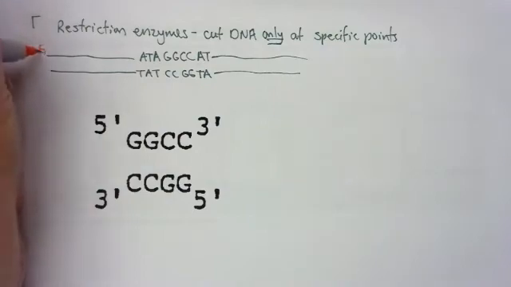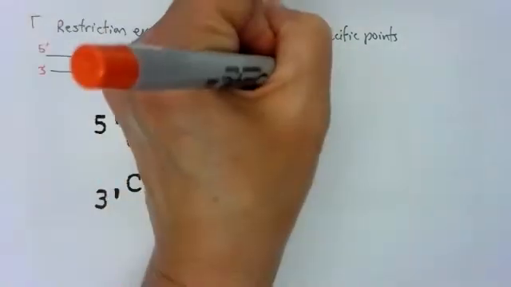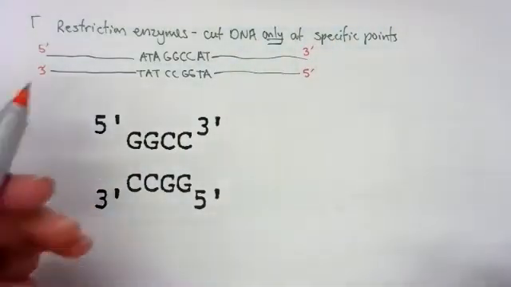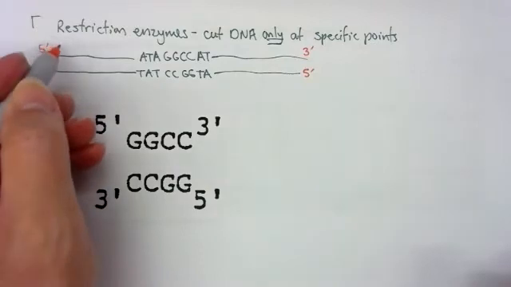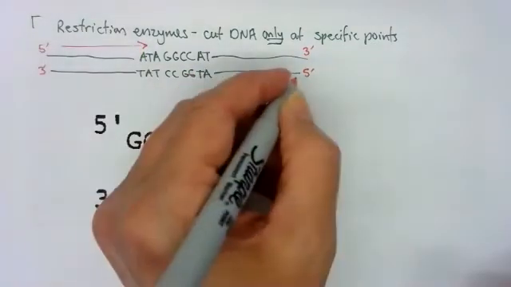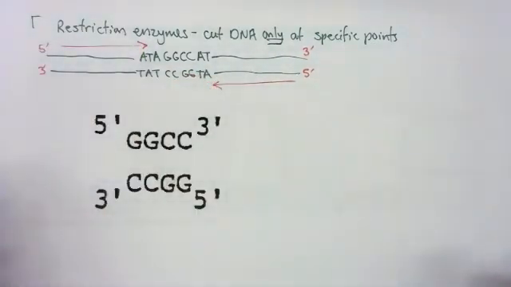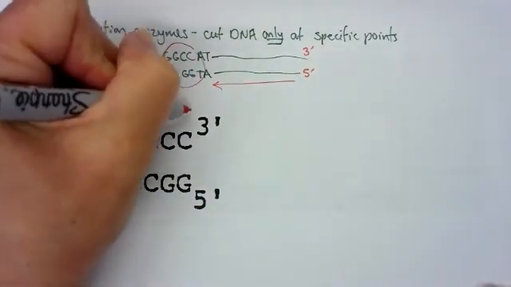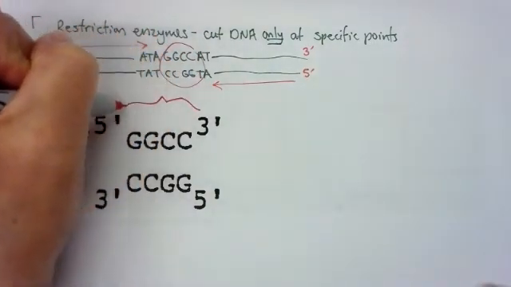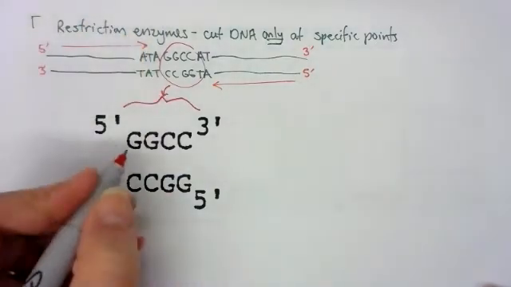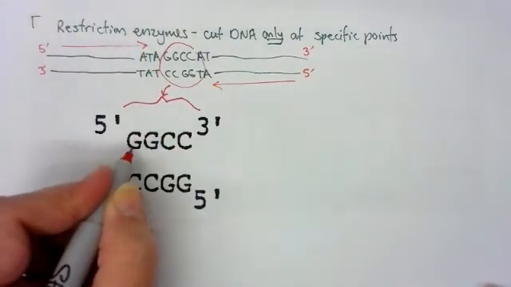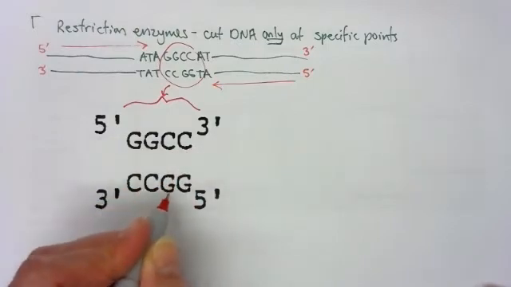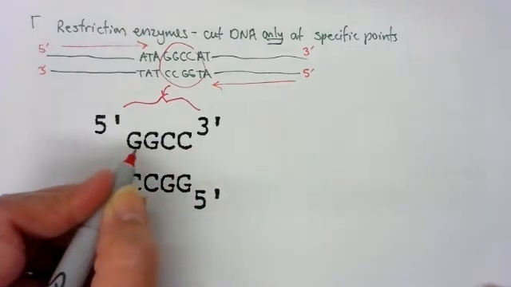DNA has ends. So this is the 5' end and the 3' end, and this is the 3' end and the 5' end, and they run opposite to each other. When DNA gets read, it gets read from the 5' to the 3'. So it gets read this way and it gets read this way. If we look at this section right here, we blew this up. You can see that going 5' to 3', I have GGCC, and over here I have GGCC. So it's a little bit like a palindrome.